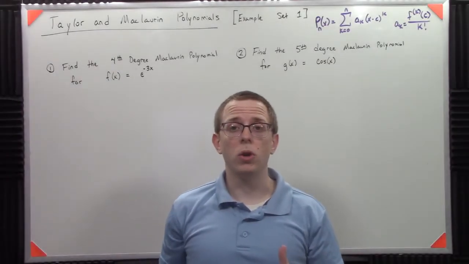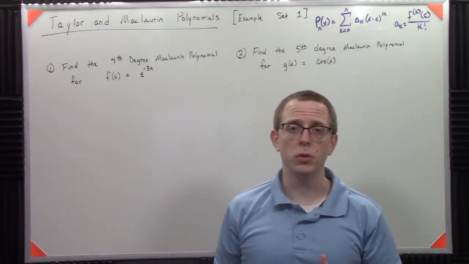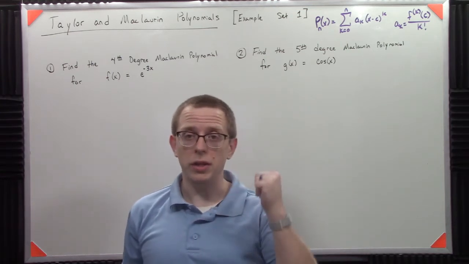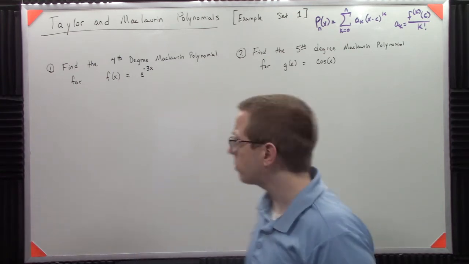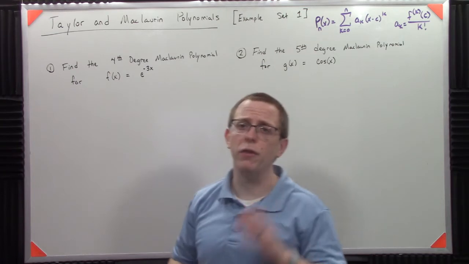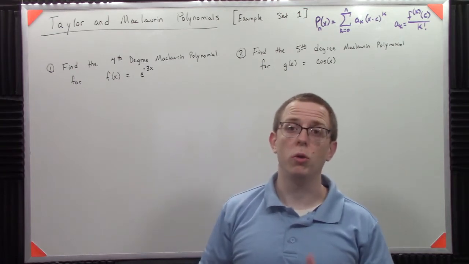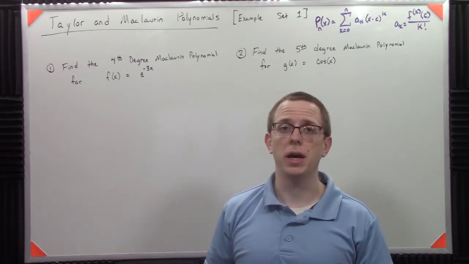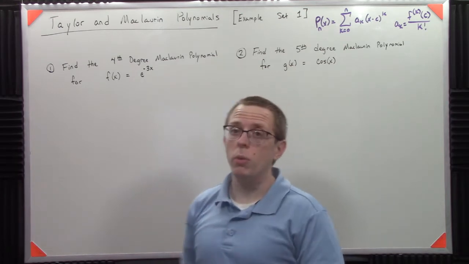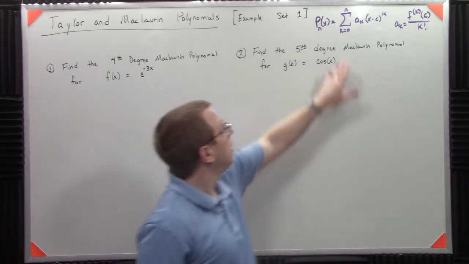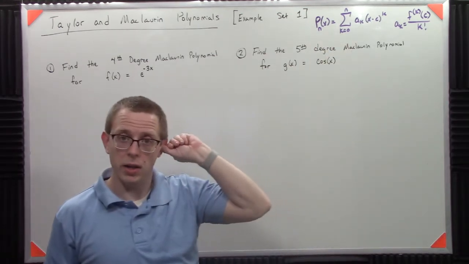Let's apply what we've learned about Maclaurin and Taylor polynomials to actually compute, in this case, two Maclaurin polynomials. Our first case, we want to find the fourth degree Maclaurin polynomial for e to the negative 3x.